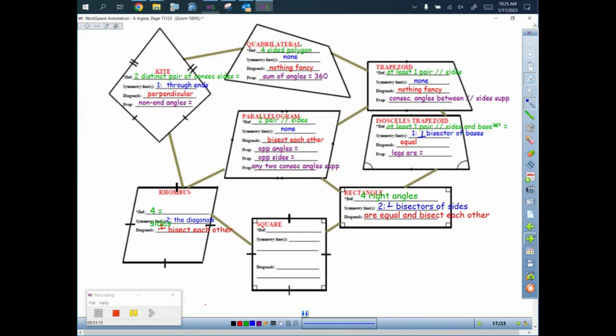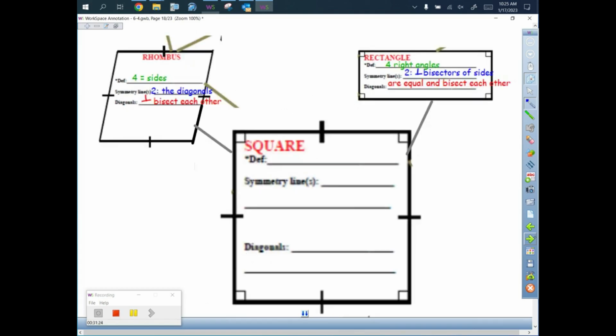It's finally time to do the bottom guy. We got it all up here. Let's roll with the square. Please get his definition. Doesn't matter the order that you put them in. They both have to be there: 4 right angles and 4 equal sides. If you say 4 equal sides and 4 right angles, same thing. It's all got to be there.